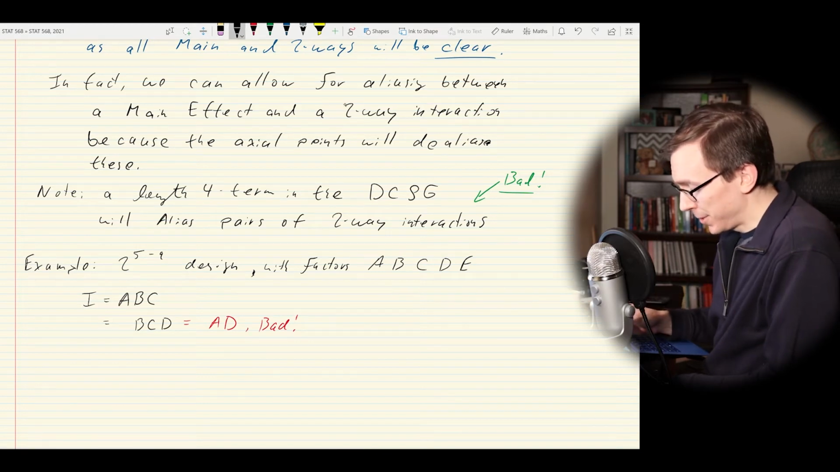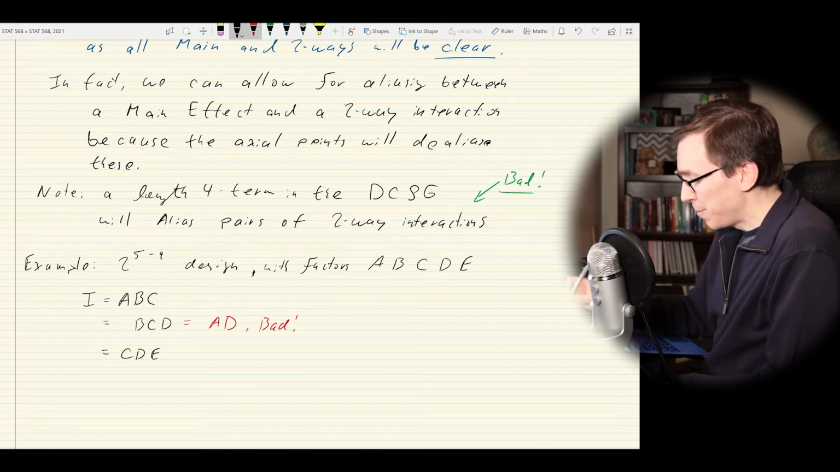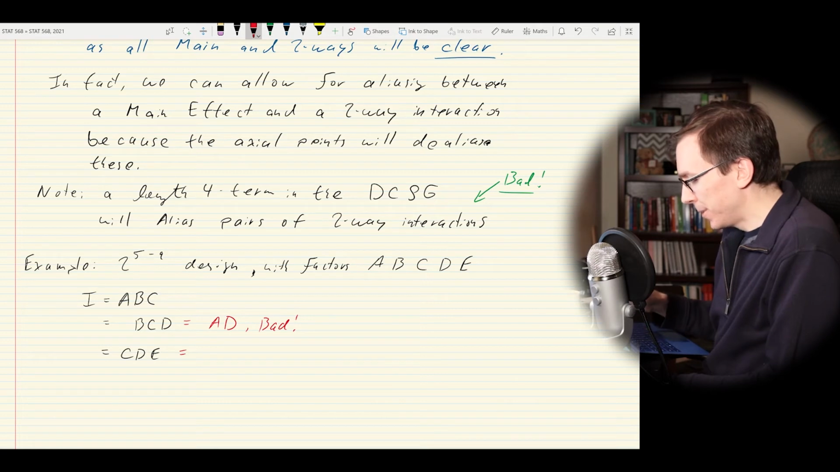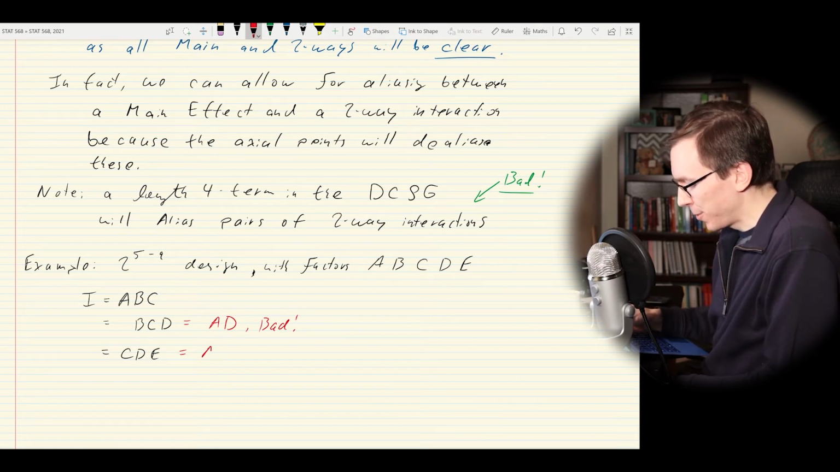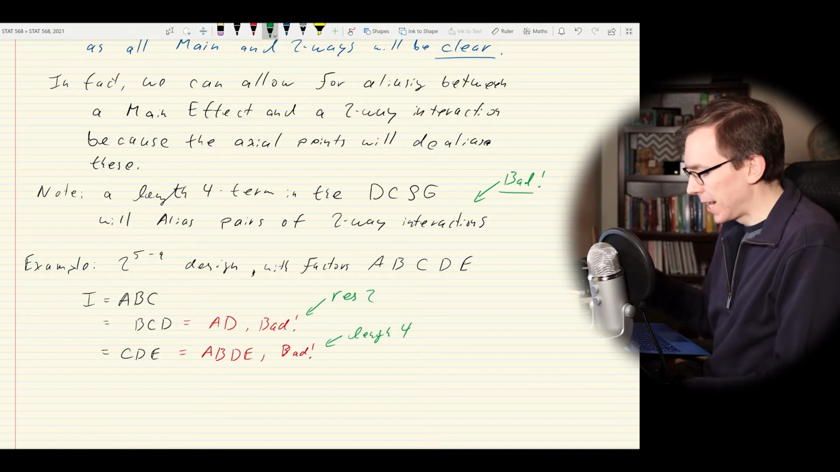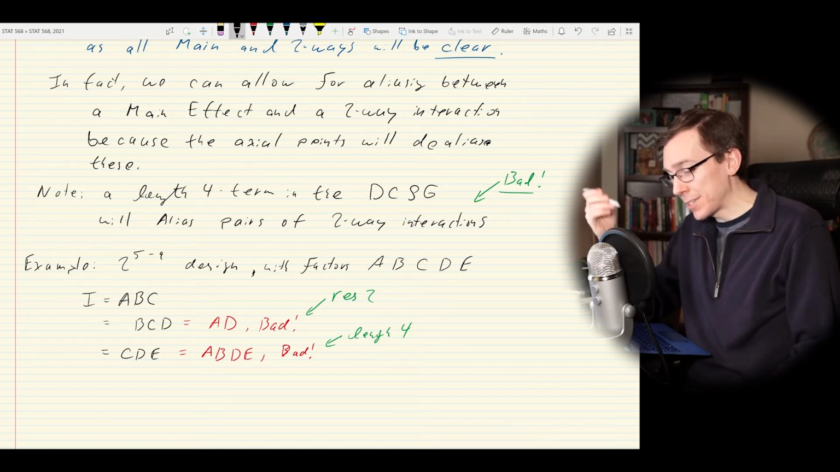So what we could do is try something like, instead of BCD, CDE. But this is also going to cause trouble, because if we do this, then the other term is going to be ABDE, and that's also bad because it has length 4. This is bad because we would have resolution 2, and this would be length 4, so it's not going to be 3-star anymore. So that's no good.